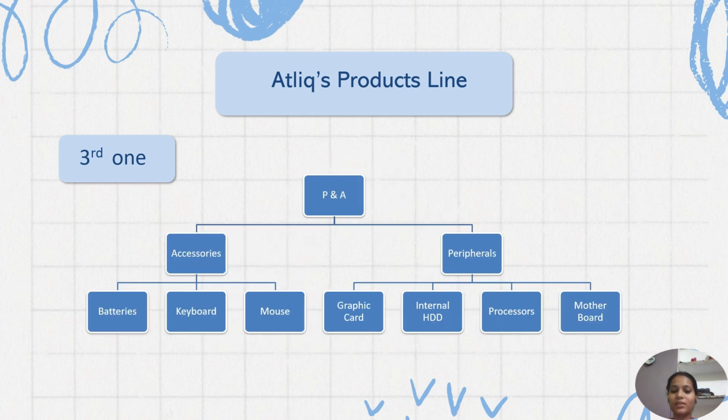Now let's talk about the third one. We have another product line, that is P&A. The first one is peripherals and the second is accessories. In the accessories, we have three types of products like batteries, keyboard, mouse. And in the peripherals, we have four types of products like graphics card, internal SSD, processor, and motherboard.